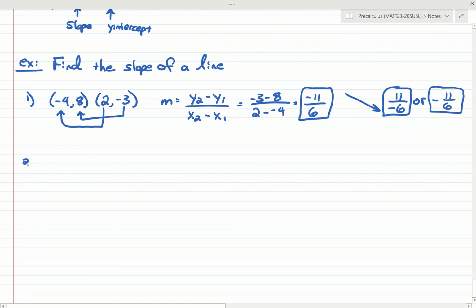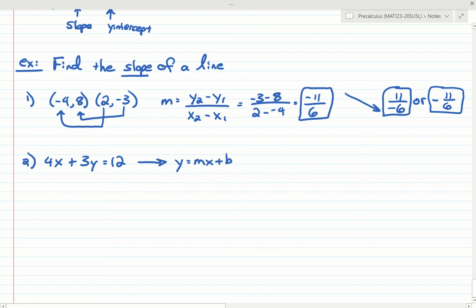How about something like this? What if we had 4x plus 3y is equal to 12, and we want to find the slope of that line? Well, one way we could do that is we can convert it to slope-intercept form. So let's make this look like y is equal to mx plus b.